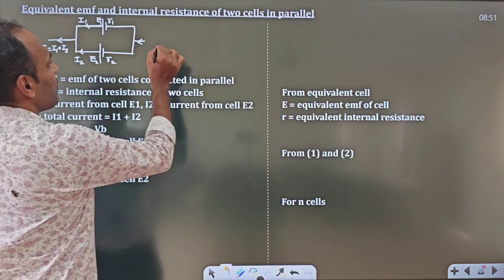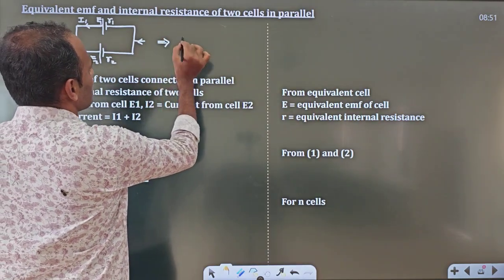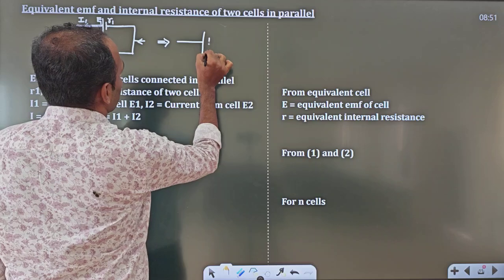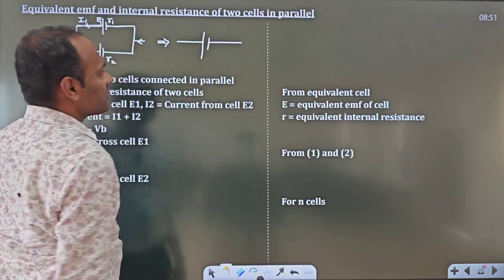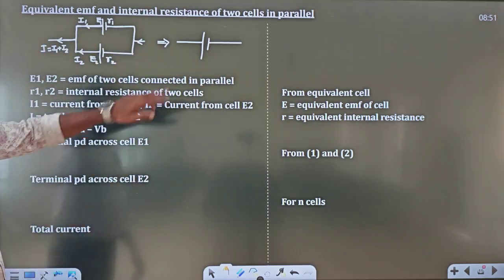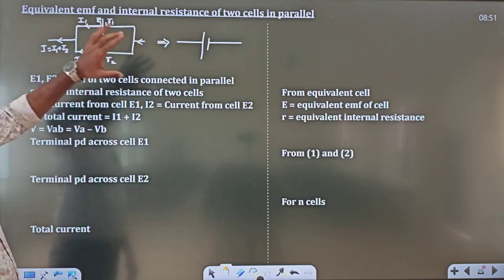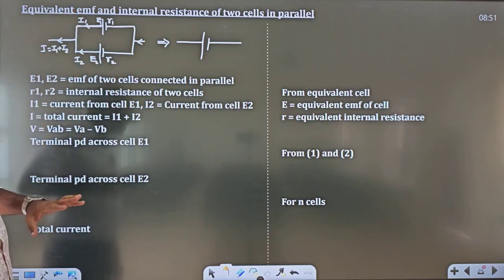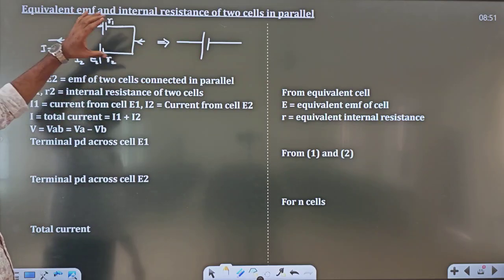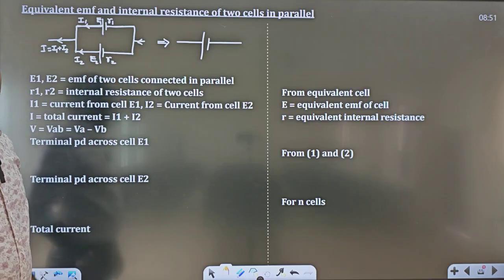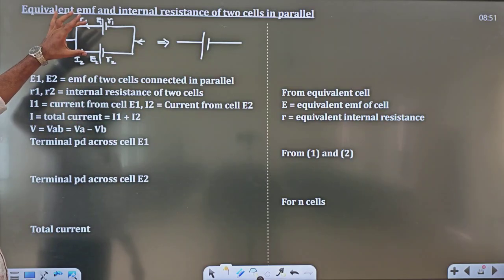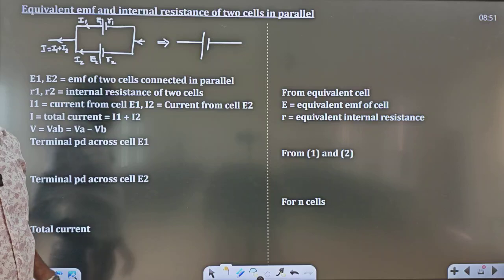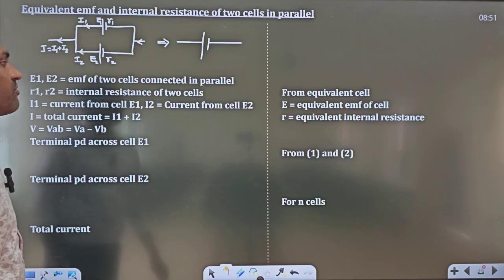I will draw the equivalent circuit of this. Equivalent means there should be only one cell here. Why do we call it equivalent? Because this one cell does the work that these two cells in parallel can do. When these two are in parallel, whatever they can do, this single cell does that much work. How much current together these two cells can provide, the same current this cell can provide, right? That's why it is called equivalent.